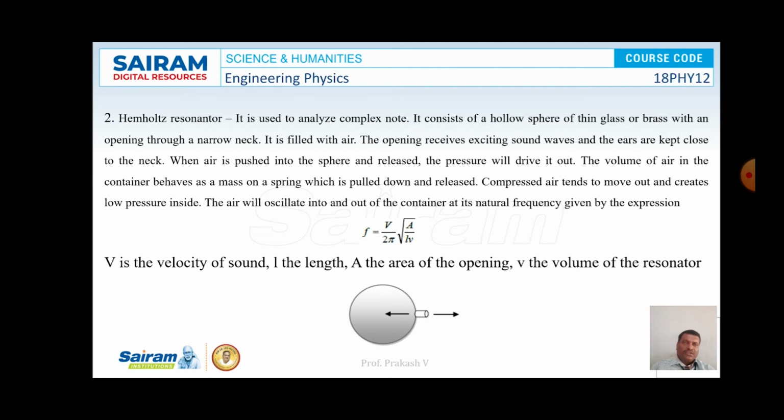So here the resonance frequency is F equal to v by 2π into square root of A by L into V, where v is the velocity of sound, L is the length, A is the area of the opening, and V is the volume of the resonator. So this is what happens in the Helmholtz resonator under which the resonance takes place.